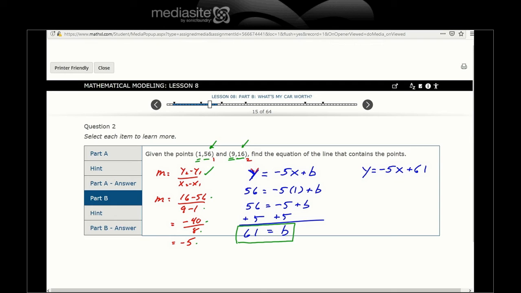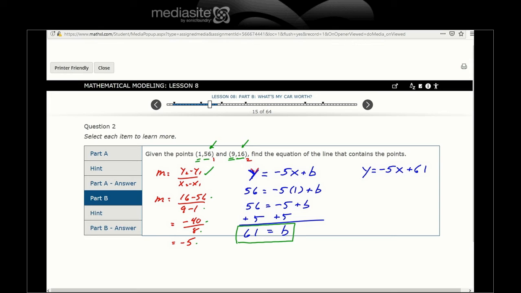Again, you take the basic -5 for slope. I chose the first point because x was 1 and -5 times 1, trying to do as easy math as possible. Add 5 to both sides, 61, which gives us this one. And again, this is potentially the answer. We can go right to part B, but let's do a check.